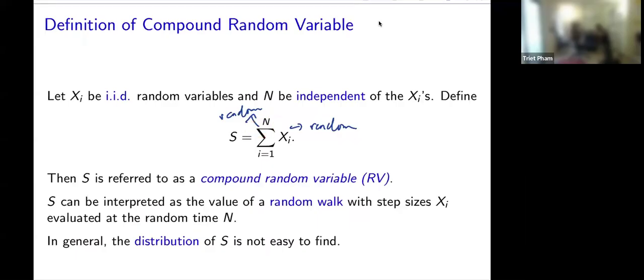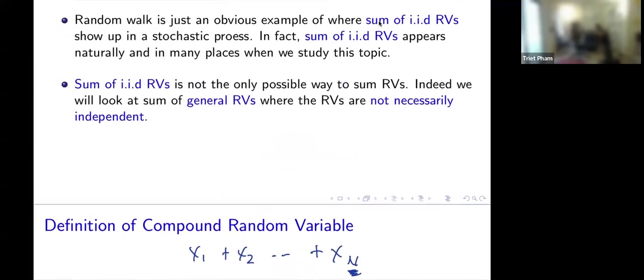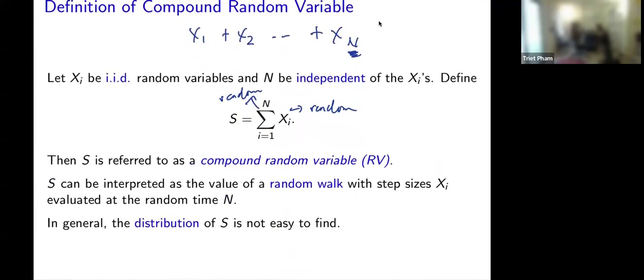Okay, so concretely, you have x1 plus x2, etc., plus xn. But you don't know how many terms there are because it depends on what n comes out to be. So if you look at this as a random walk, then this is a random walk evaluated at a random time, the random time that we've been talking about previously. So that's one way to interpret the compound random variable.